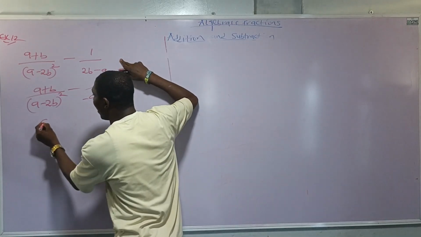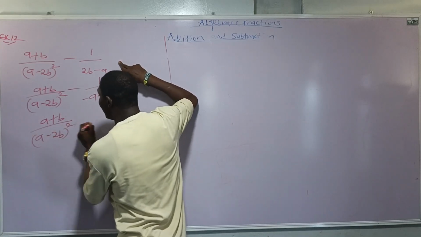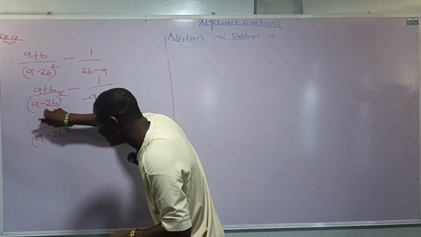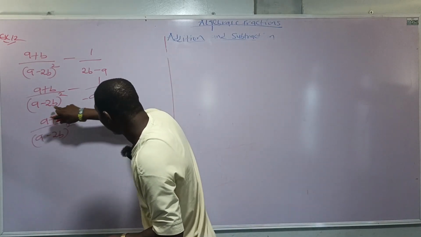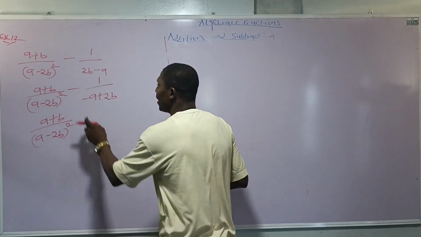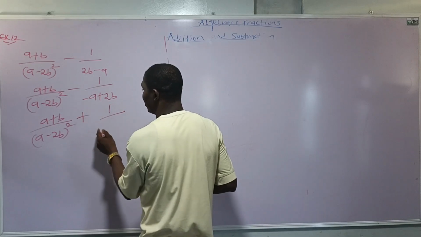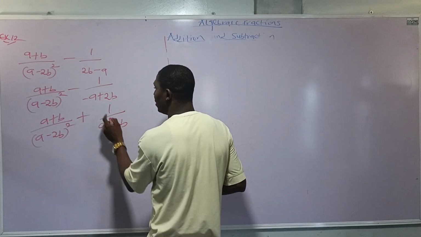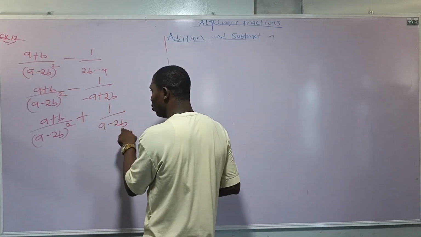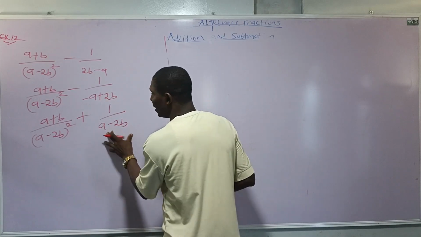Now, I'll have (a plus b) all over (a minus 2b) squared. Remember, our aim is to make this exactly this, the inner bracket. The two terms, this inner bracket and this, we want them to be exact. Now, if I change here to plus, I will simply change the denominator signs to give me a minus 2b. Negative a becomes positive a, and positive 2b becomes negative 2b. So, this is okay.